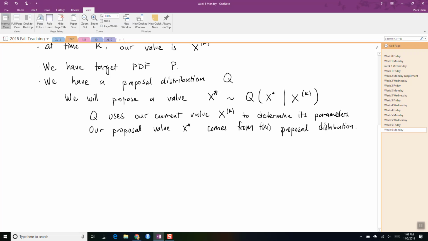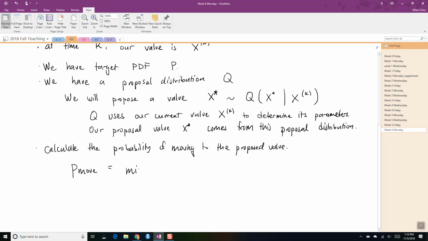and then we calculate the probability of moving to the proposed value. So we'll say p move is going to be equal to the minimum value between 1 and p of x star versus p of xk. Okay.